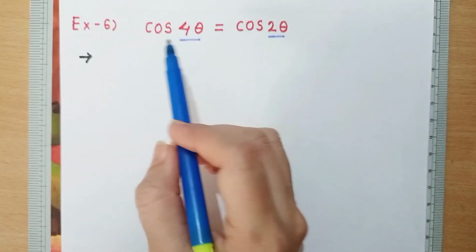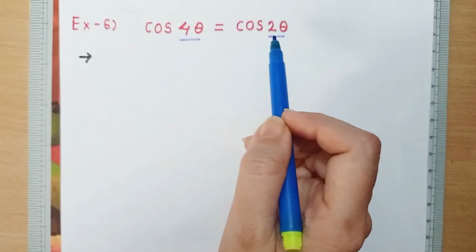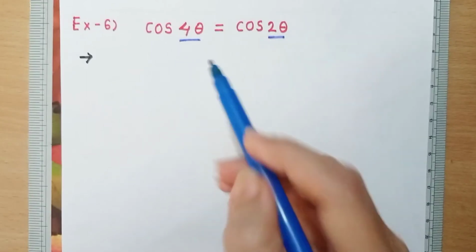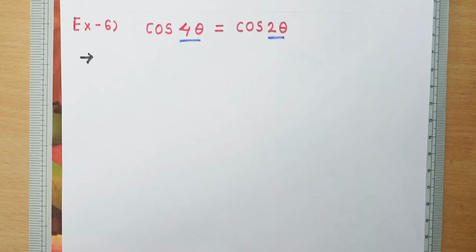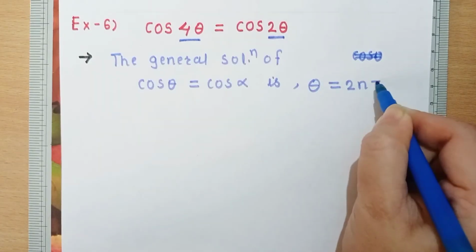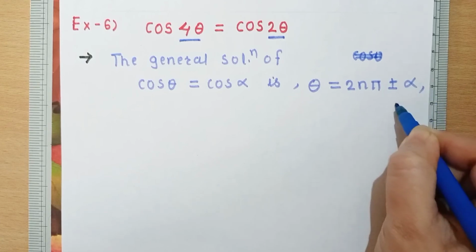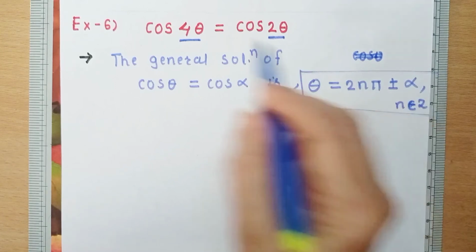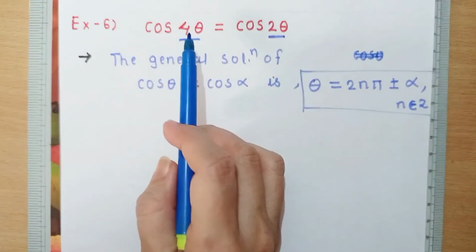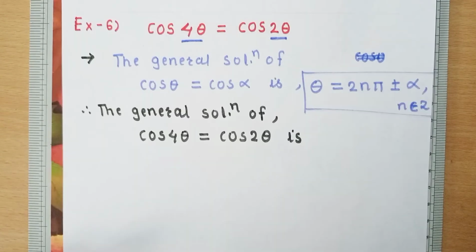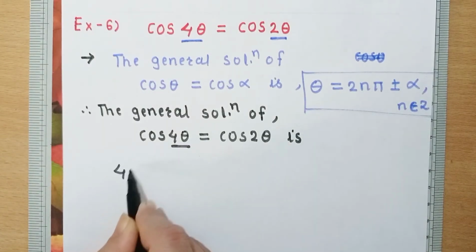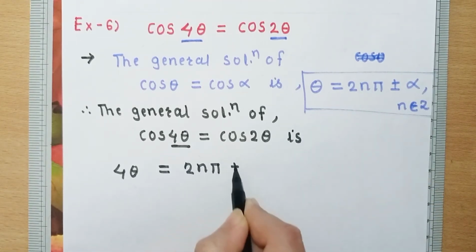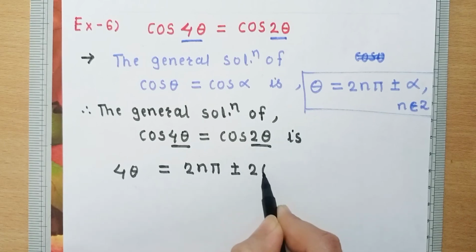Let's solve this example. Cos of 4 theta equal to cos of 2 theta. This is in the form cos of theta equal to cos of alpha, and its general solution is theta equal to 2n pi plus minus alpha, where n belongs to z. We will use this formula for this, and therefore the general solution of this is: the left hand angle is here 4 theta is equal to, then write down here 2n pi, then plus minus, and then write down this angle 2 theta.